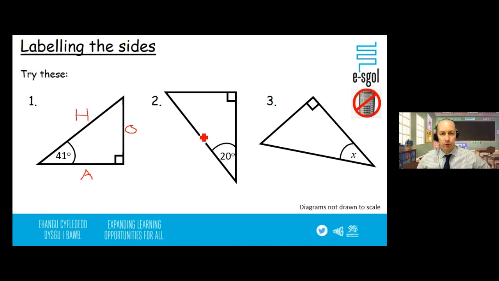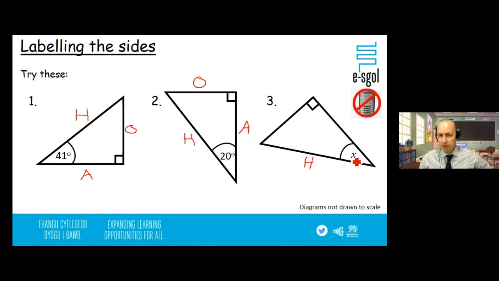Okay, looking at triangle number 2, the hypotenuse is this one here, I'm labeling on the left. Again, opposite the right angle. Opposite is this top side in this case, it's opposite the angle, and adjacent is next to the angle. And then the last one, the hypotenuse, this time is at the bottom of the shape.